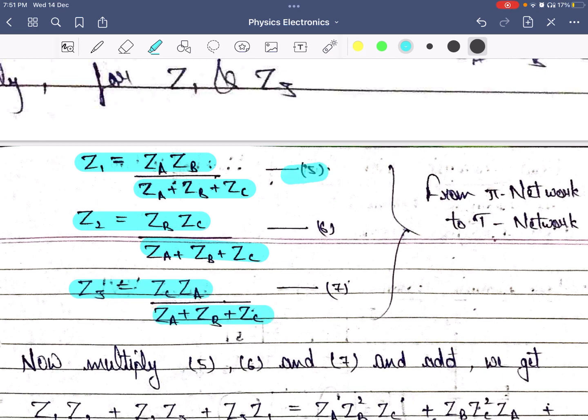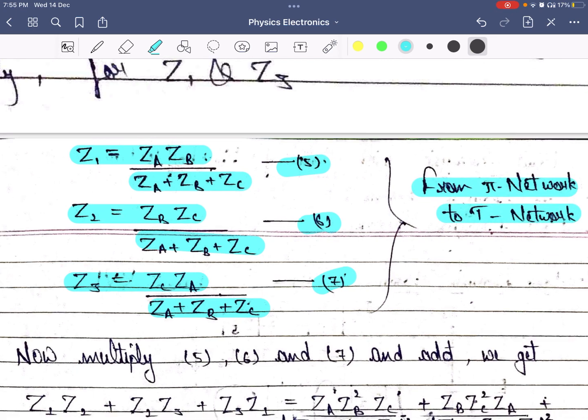From equations 5, 6 and 7 we can convert a pi network into a T network. That is, if we have a pi network of impedances ZA, ZB and ZC, we can convert it into a T network of impedances Z1, Z2 and Z3, and we can find the impedances of the T network from these equations.